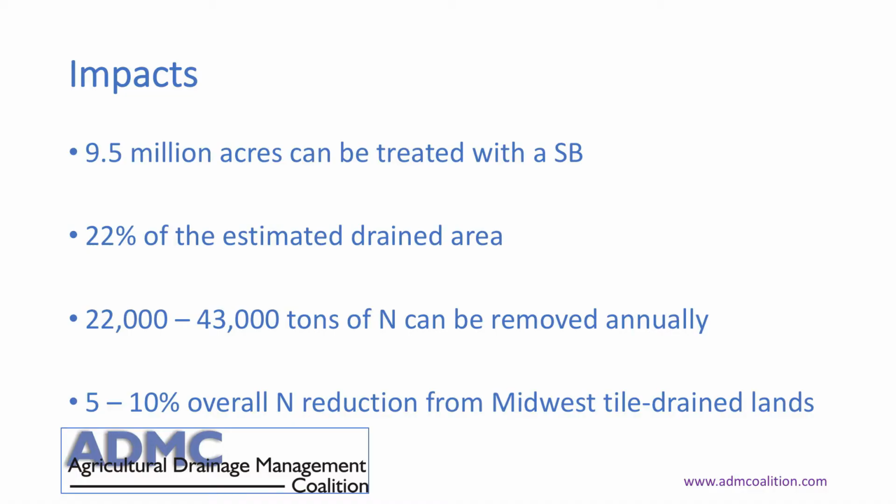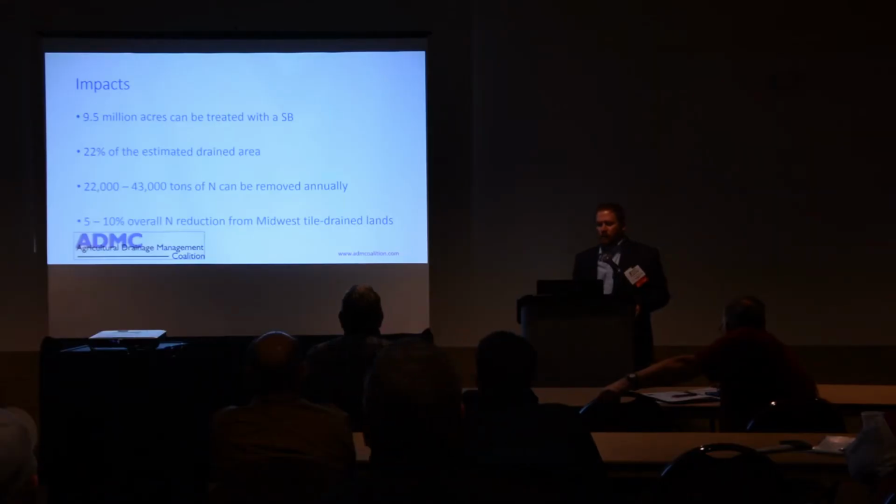Midwest-wide, that's about 9.5 million acres that has the potential to be treated with a saturated buffer. That's 22% of the overall amount of drainage acres in the Midwest, and that's looking at about 22 to 43,000 tons of N that can be removed, depending on what numbers and how efficient you think these saturated buffers are going to work. And overall, that's about 5 to 10% of the overall nitrogen load coming from the tile drain acres in the Midwest. And if we're looking at the actual N load delivered to the Gulf of Mexico, that's about a 2 to 5% reduction in the N load delivered to the Gulf.